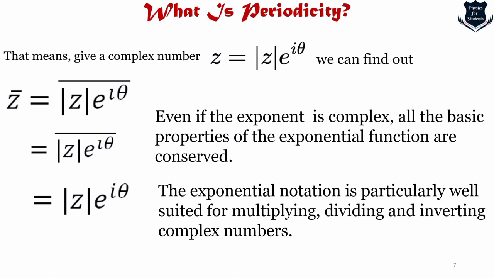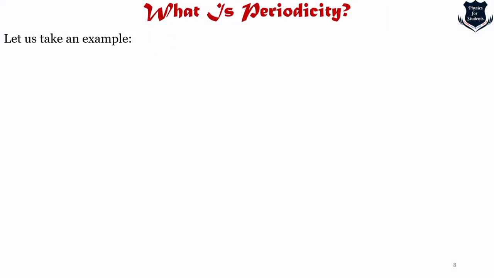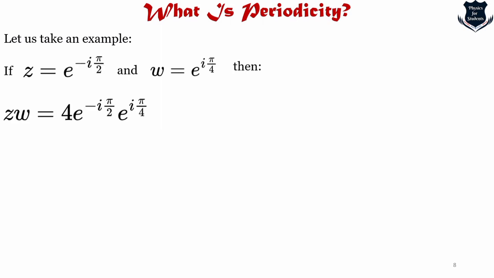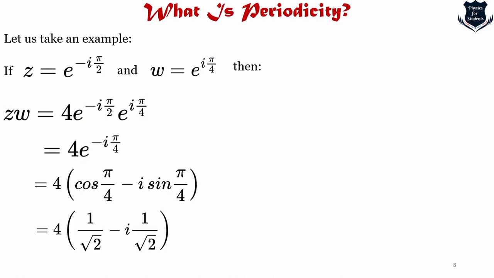Okay, so right at this point of our video, we have completed all we wanted to tell you about complex numbers, periodicity, and how it helps in Euler's number. Now we are going to look into a few examples. If z equals this and w equals this, then z multiplied by w leads to this, and it leads to this, and finally we get this. It is just pure calculation, pure mathematics, nothing much into it.